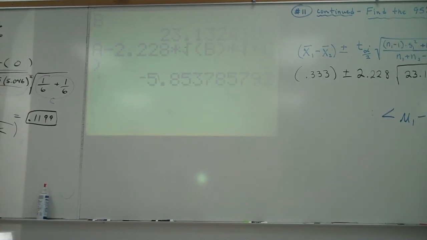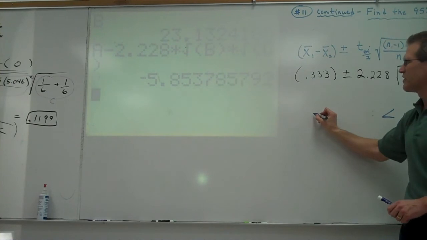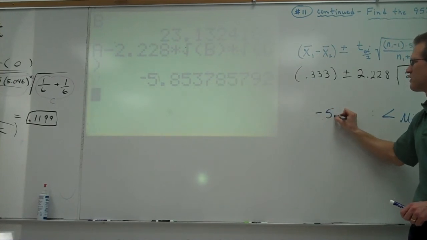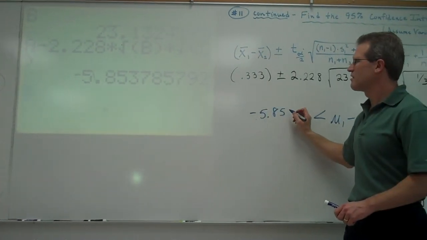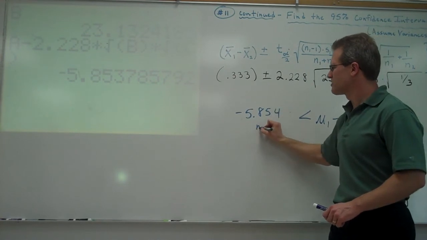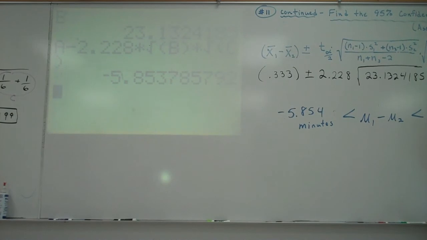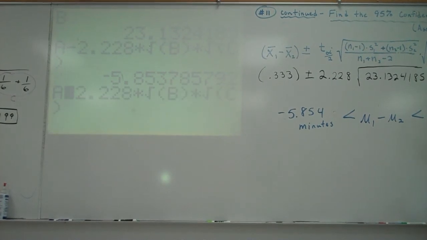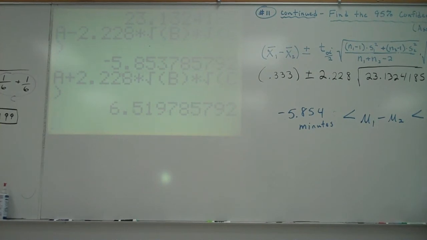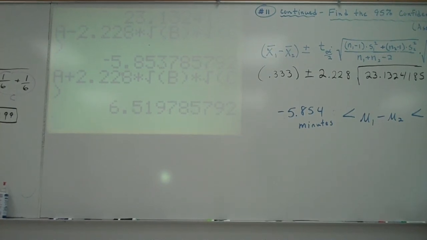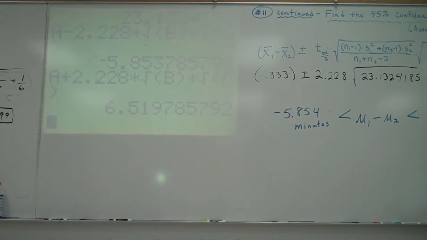So we got a lower bound of negative 5.854 minutes. Go ahead and now hit second enter. Change that minus to a plus. Enter. 6.520 if you round that to 3 decimal places, minutes.